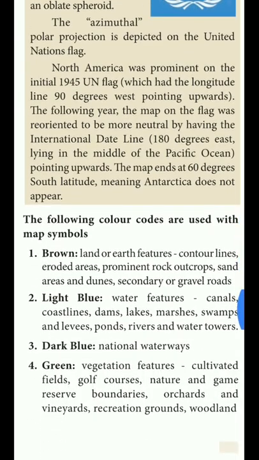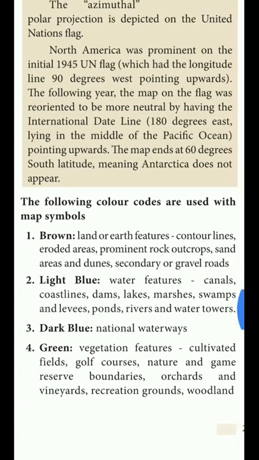Okay. Next, the following color codes are used with map symbols. Already I explained how many colors are there. Brown, light blue, dark blue, green, black, red and pink. Brown color: in which places in the map is this brown color mentioned? Land or earth features, contour lines, eroded areas, prominent rock outcrops, sand areas and dunes, secondary or gravel roads. Okay, in these areas only this brown color was indicated.